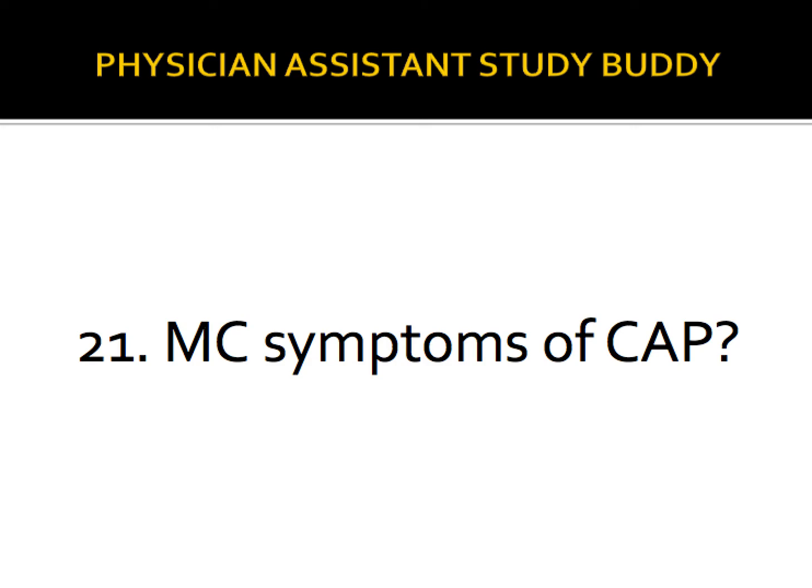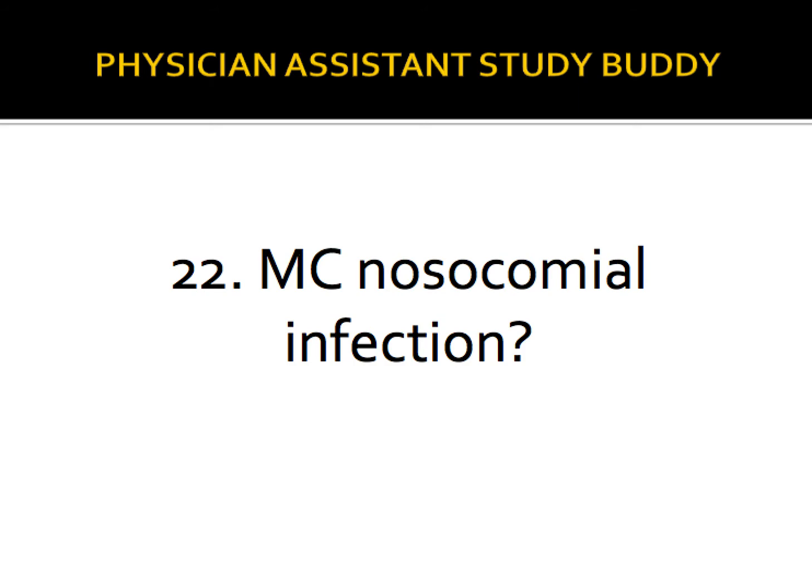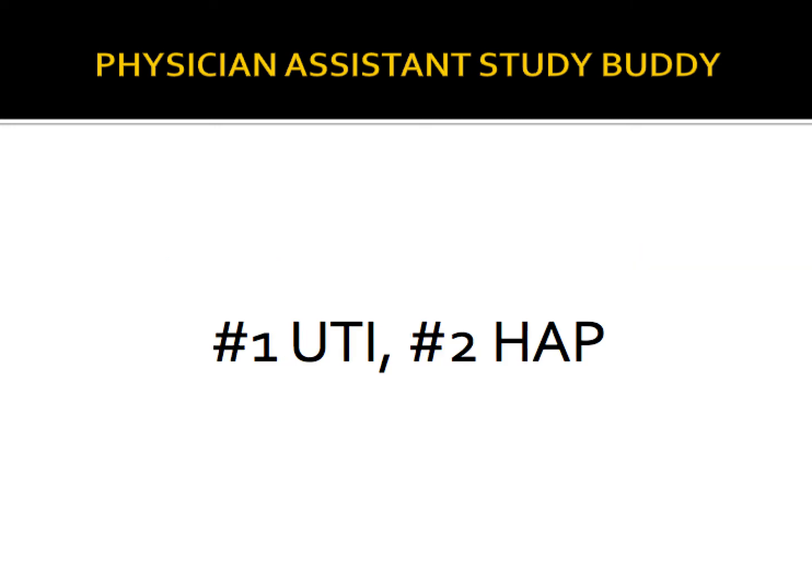Most common symptoms of community-acquired pneumonia: cough with purulent sputum, fever, and dyspnea. What is the most common nosocomial infection? Nosocomial, like we all know, means hospital-acquired infections, and the most common infection acquired in a hospital is UTI, and the second is hospital-acquired pneumonia.